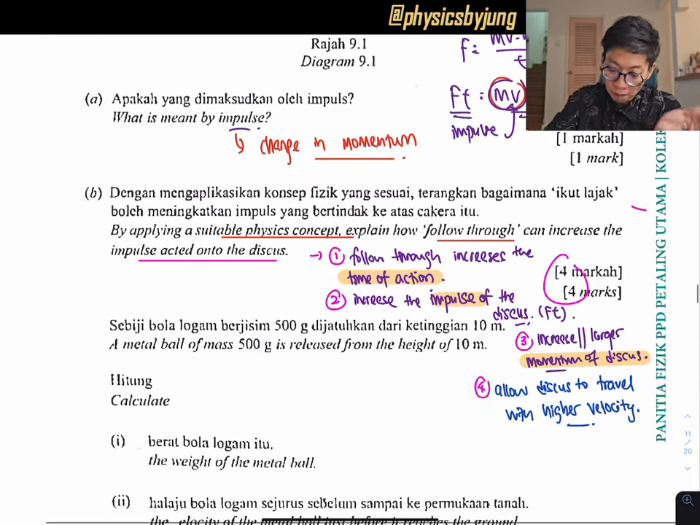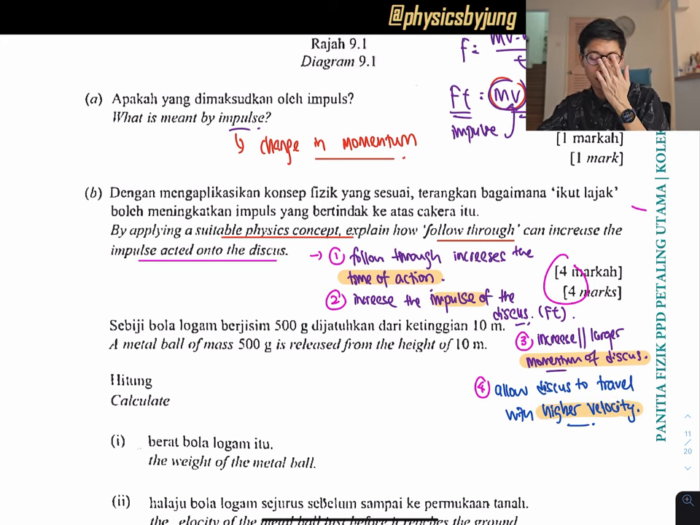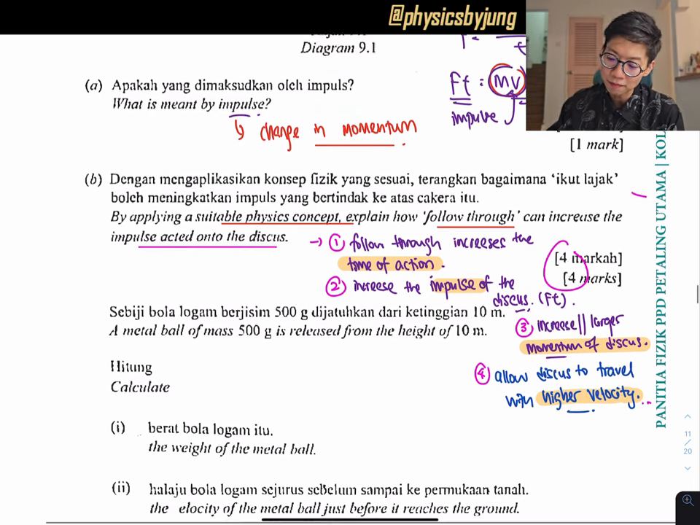So then momentum will affect my velocity. You can see, although my sentences are very short, there's no overlap. Time affects your impulse. Impulse makes your momentum higher. So a larger momentum means you have a higher velocity, so it will travel further. So you can add up, maybe you can travel further because of higher velocity. Okay, so you get 4 marks.